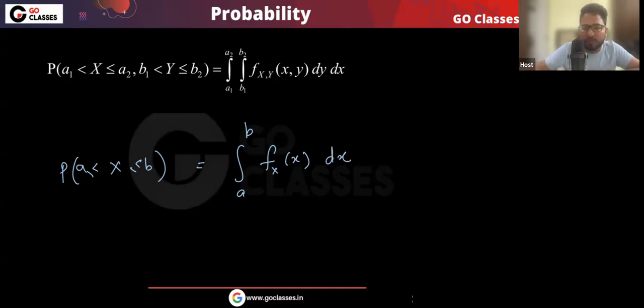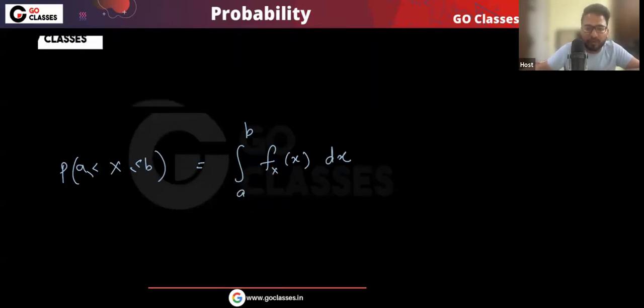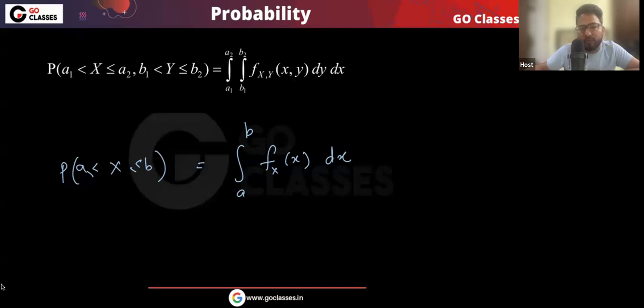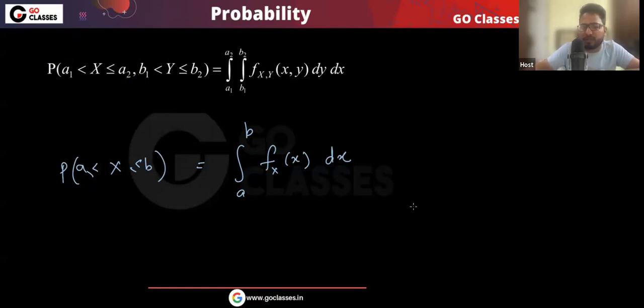But suppose instead of the marginal, they give you the joint PDF. Okay, suppose this is the joint PDF that they have given you. In that case, what will you do? You will integrate. Let's suppose they are asking you to find the value from A1 to A2 and B1 to B2. Then you will integrate from A1 to A2 and B1 to B2. Okay, so let's see the examples.